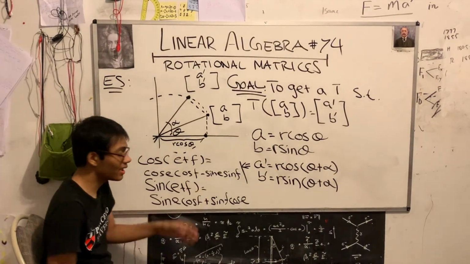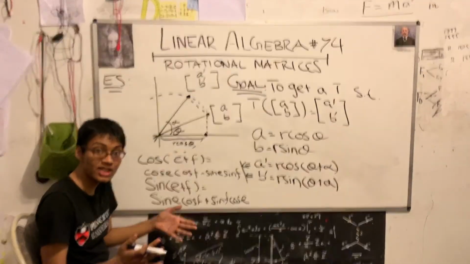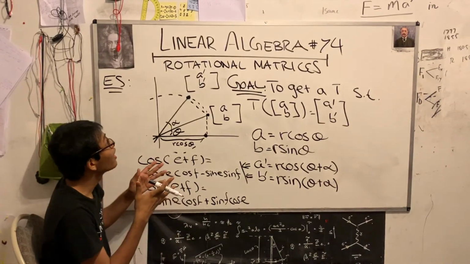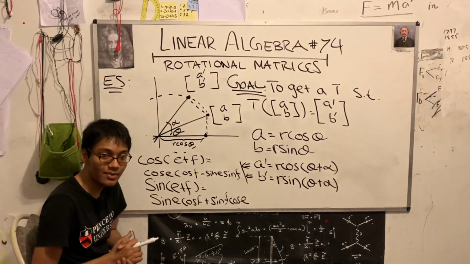We've gone ahead and expanded our two trigonometric identities, and we've just accomplished the first step towards deriving the rotational matrix. So this is only the beginning. We're not even there at the meat of the problem yet.